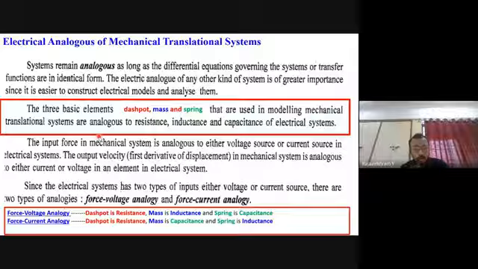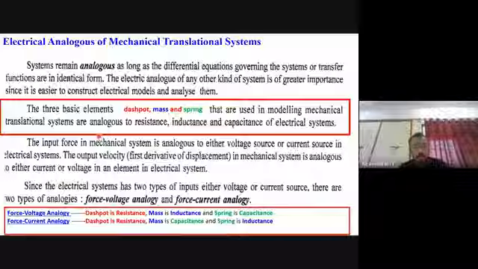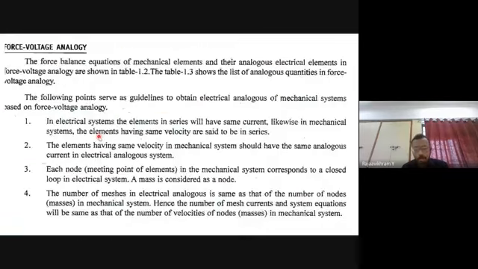First, for the force-voltage analogy, the dashpot is represented by the resistance element, mass is represented by inductance, and spring is represented by capacitance. For the force-current analogy, the dashpot is common, but the mass and the spring are reciprocal, that is inverse compared to the force-voltage analogy. With this introduction, we are moving to the problem. I hope you went through the guidelines. Yesterday we already discussed how to calculate the number of nodes. The number of nodes is equal to the number of meshes in the electrical systems.